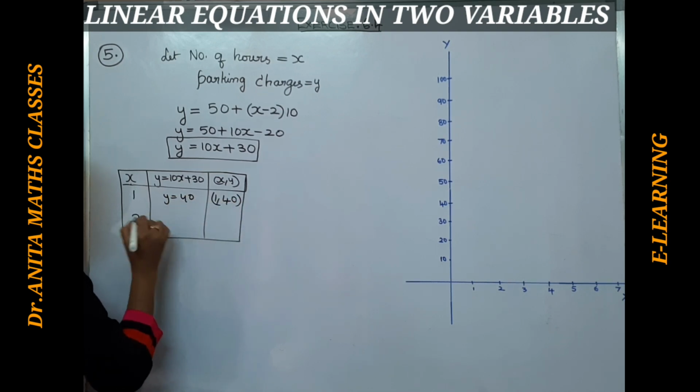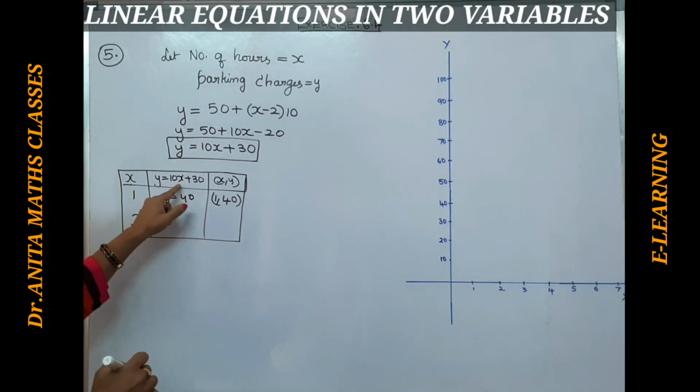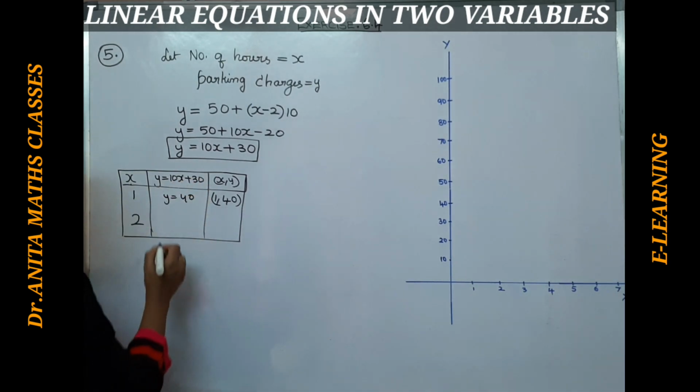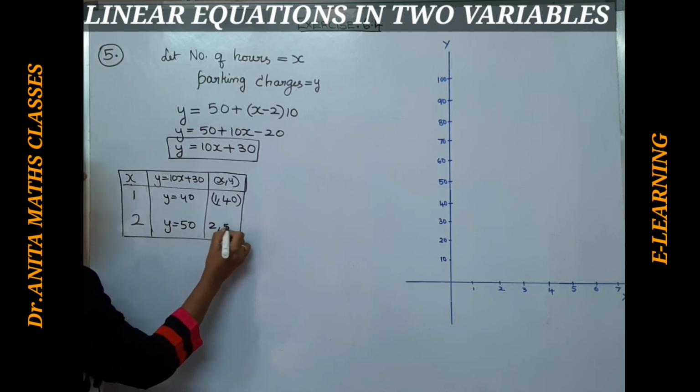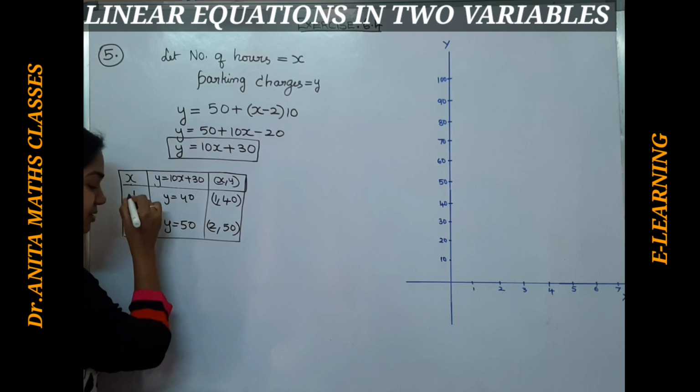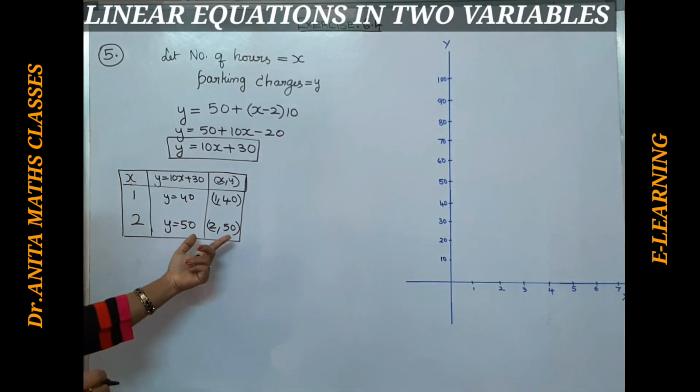Now let me suppose x as 2. 2 into 10 is 20, and 20 plus 30 is 50. So when you suppose 2, you get 50. You can suppose anything, but I am taking the simpler ones, 1 and 2. Now (2, 50).